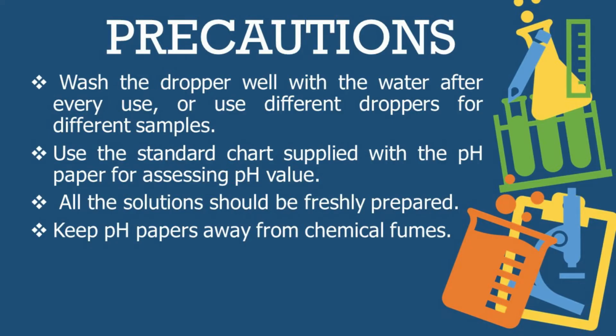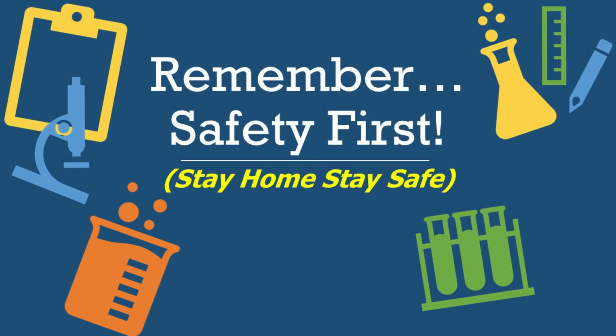Now, after this, we have the precautions which we need to take while performing a practical. That is, washing the dropper well with water after every use, or using different droppers for different samples. Then using the standard chart supplied with the pH paper for assessing the pH value. Then all the solutions should be freshly prepared, and keep the pH paper away from chemical fumes. Now at last, remember safety is first.